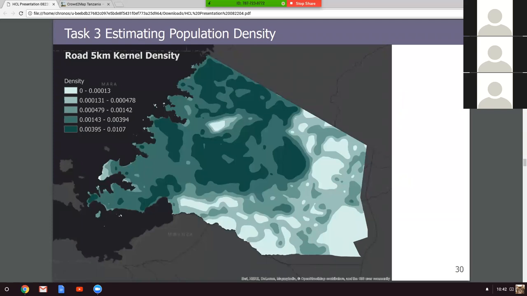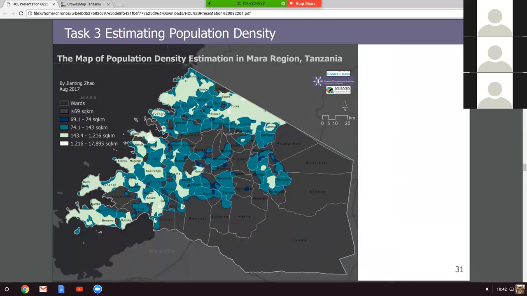This is a map of the road density. With this road density combined with population by wards, I got a population density estimation for Mara region. And it's not surprising to see that the eastern and southeastern part of Mara region is mostly absent of human settlement.